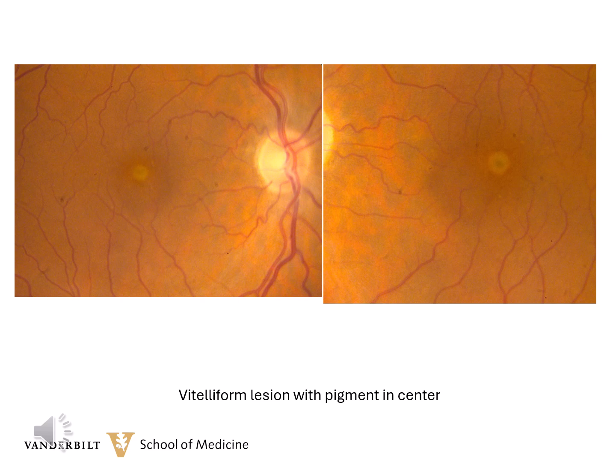Sometimes this pigment is best seen with retroillumination at the slit lamp. Make your slit beam small, aim it just off the vitelliform lesion, and you can see the pigment much easier that way.